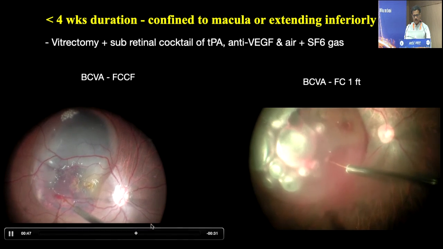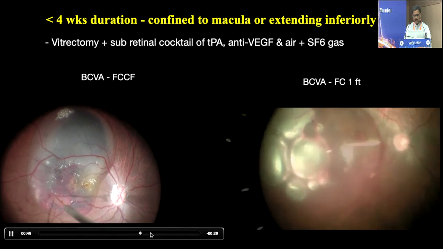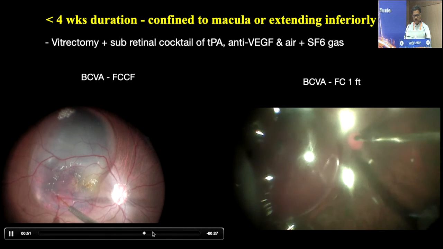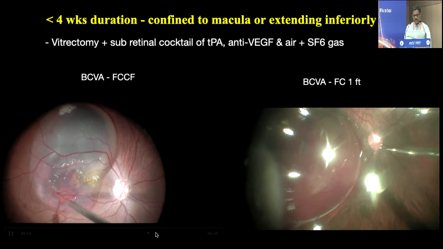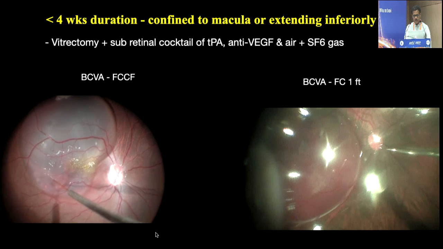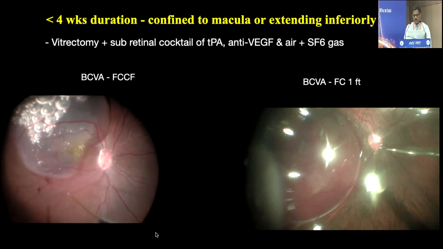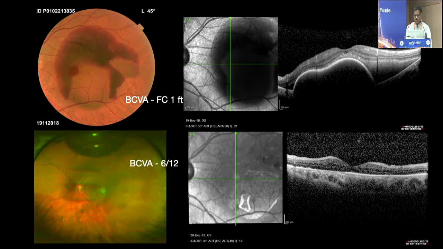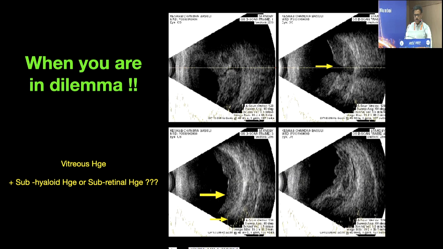sterile filtered air, so that it can shift the blood inferiorly by its buoyancy, and the rest of the lysed blood, due to the action of gravity on the RBCs, will go down. That will make the fovea free of blood. Now, finally, you can see the post-operative beautiful picture; vision improves to 6/12.